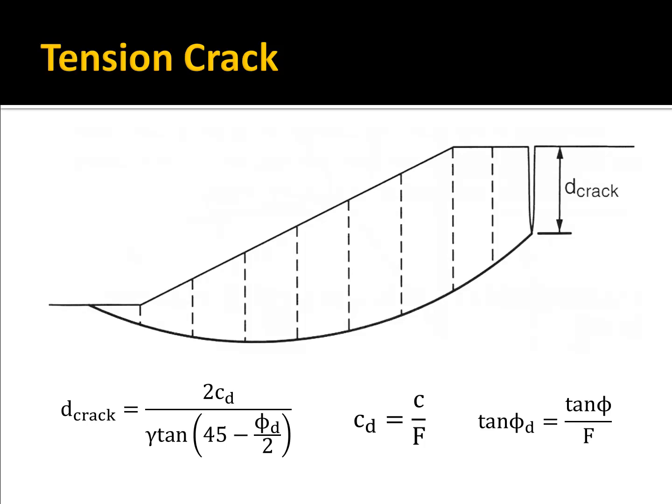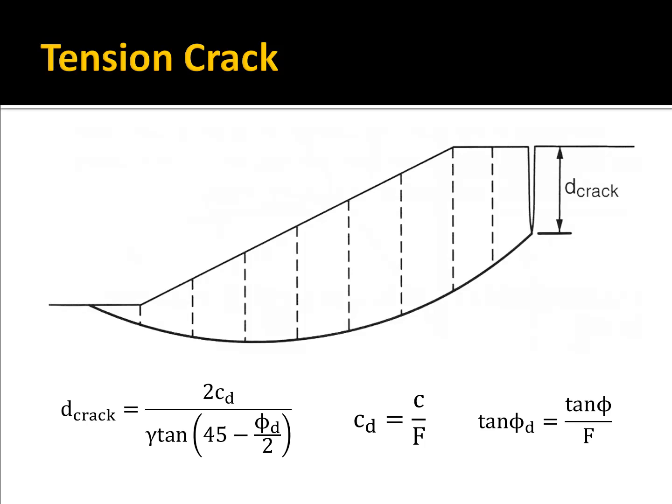Another thing we can do is add a tension crack. If you add a tension crack, you just give it the depth of a crack. You've seen that in the input to UTexas ED. It's just a depth from the top of the slope. And that depth will be equal to, based on the equation we saw earlier, and now we're plugging in developed cohesion and friction, 2c over gamma times tangent 45 minus phi over 2. But this will be the developed cohesion and the developed friction.